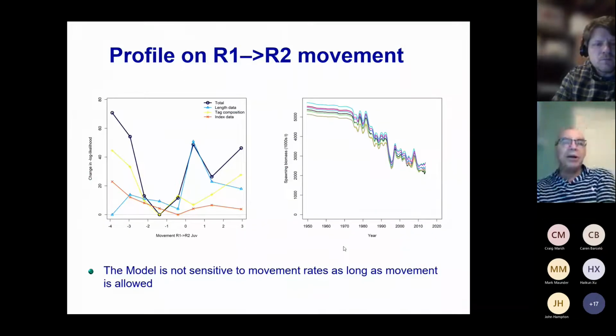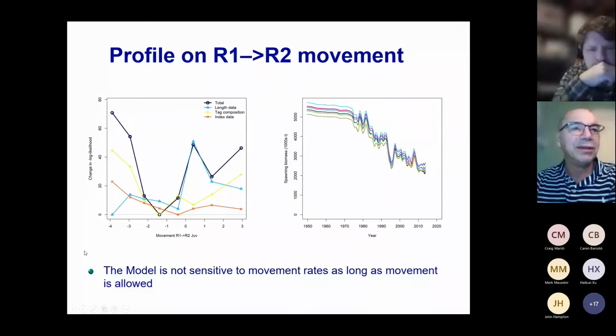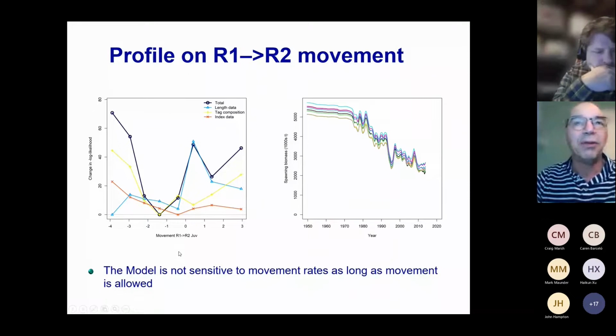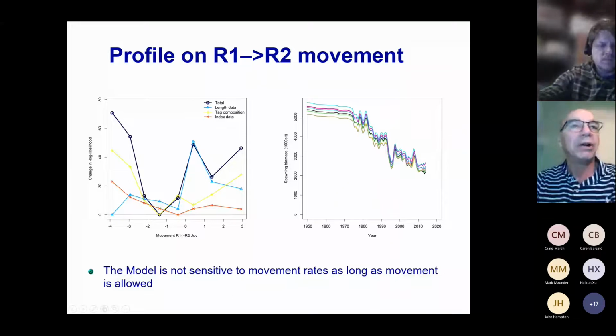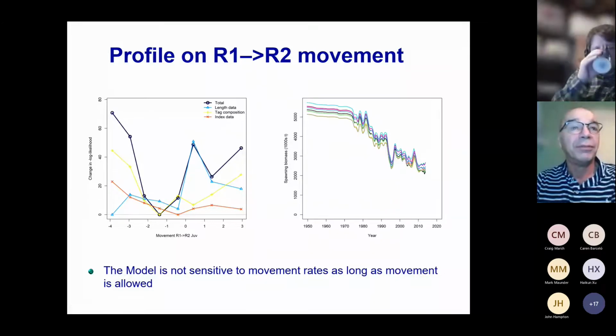We profiled on the movement from area 1 to area 2. It's a little spiky here, but I think we get an overall pattern that it's not that sensitive to it, even though we ended up with low movement rates in this area. We're somewhat consistently performing better, but the change in likelihood is not great across these models, not as great as we saw in the overall R0 profiles.